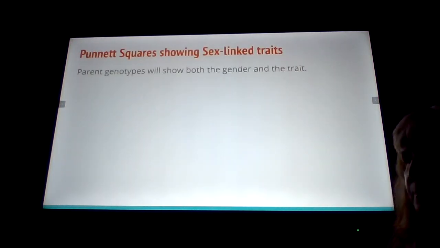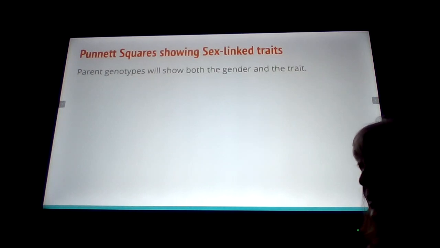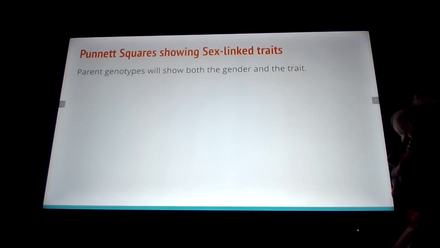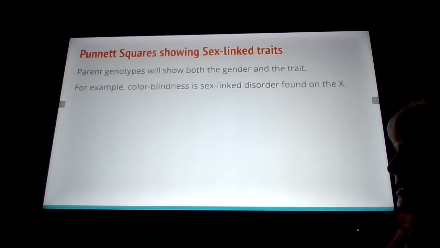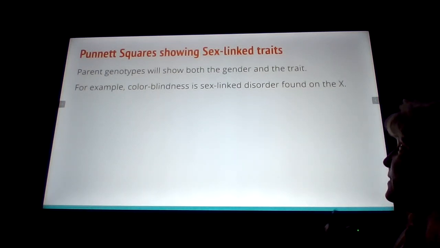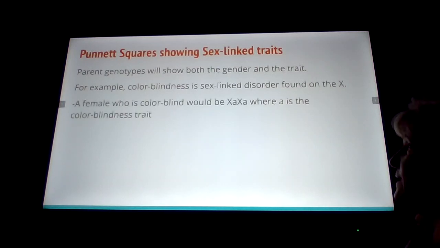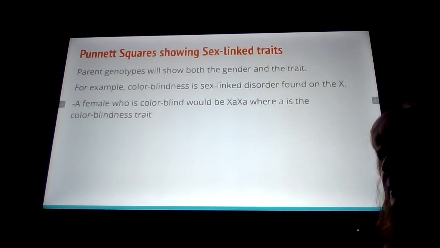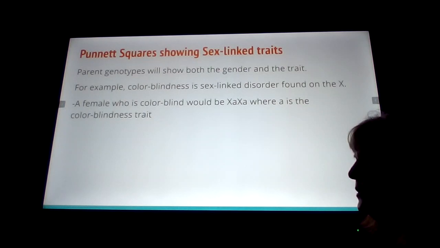Okay, so how does this apply to Punnett squares? So when we're doing our Punnett square, the genotype or the genes of my parents have to show both the gender and the trait. So they're going to have two letters instead of just one. So if we're going to look at color blindness, because that's a real common one, we know it's sex-linked, we know it's recessive, and we're going to call it the letter A. So if you are normal, you're going to be a big A. If you do have it, it's going to be a little a.